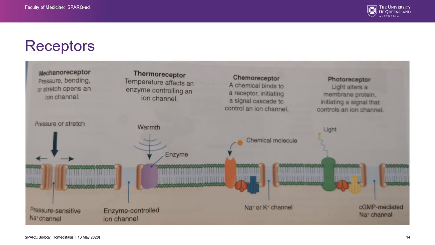In the third, a chemical binds to a receptor on the surface of the cell membrane. This initiates a signal or chemical reaction cascade which eventually will open or close the ion channel. Finally, a photoreceptor works similarly, except this time it's light that alters the membrane protein, initiating the cascade which opens or closes the protein channel.